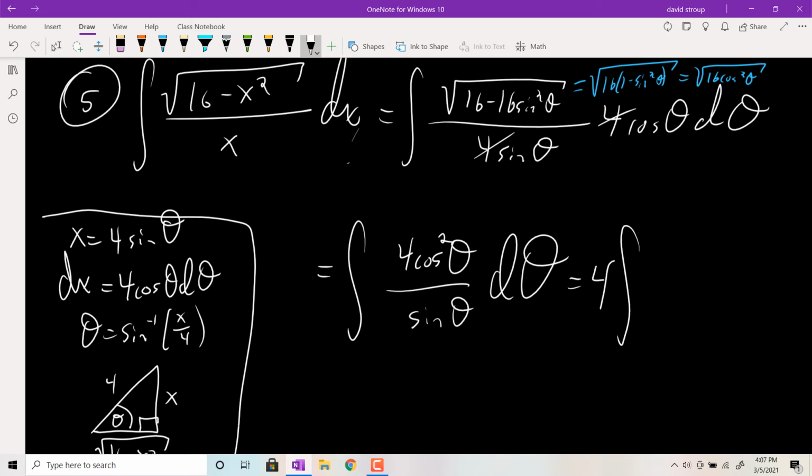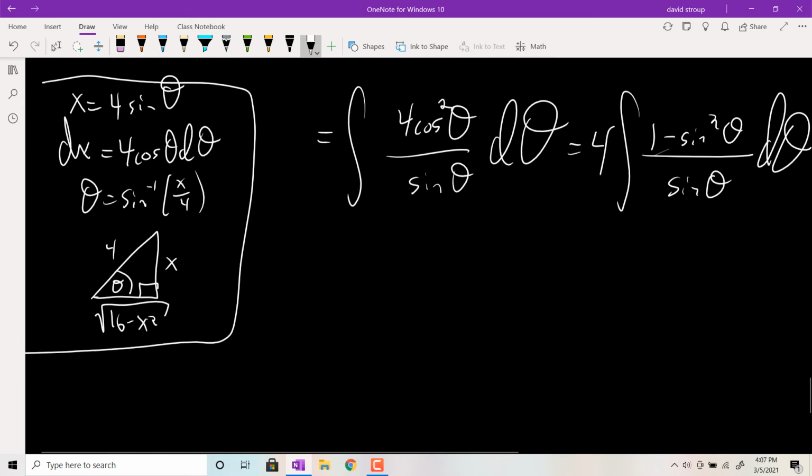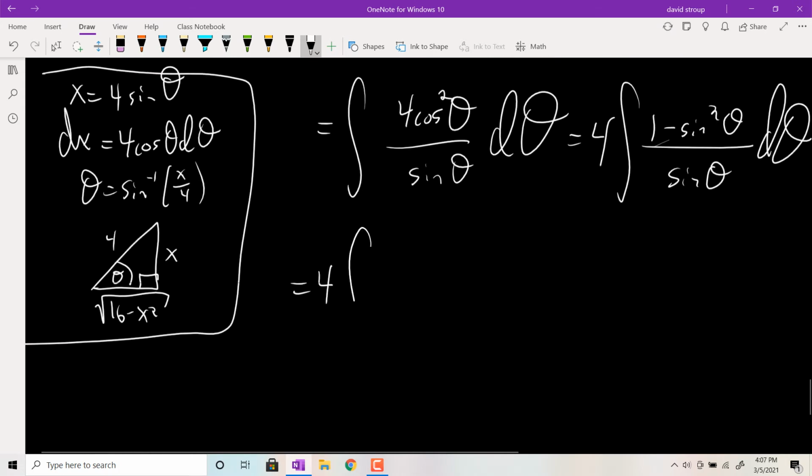The best you can hope for is maybe, well, maybe I don't want to do a u sub. This is weird, isn't it? What I can see is a cosine squared. I'm going to have to retranslate that into 1 minus sine squared theta. And then I could bifurcate or butterfly that fraction, right? So that would be 4 integral 1 over sine theta minus sine squared theta over sine theta d theta.